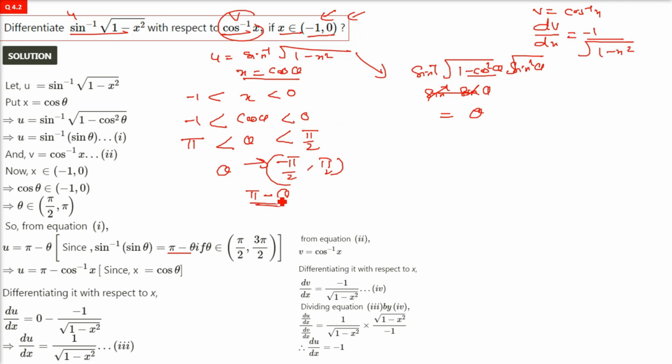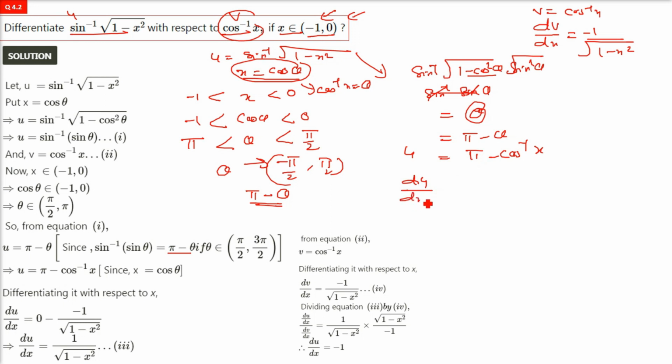In trigonometry, when we cancel this inverse, you have to see the range also. So it will be pi minus theta. From here, x is equal to cos theta, theta will be equal to cos inverse x. So it will be pi minus cos inverse x. Okay. Now you will see there will be no difference as such, but the answer will be different.